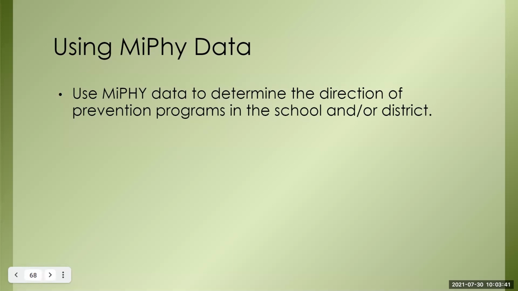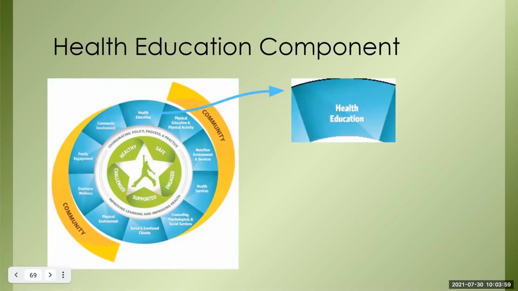Where do you see gaps in your MiPHY data? If you're seeing it's very easy for kids to get alcohol, maybe you need to discuss that with kids. Why is it so easy? Where are you getting it? That type of thing. And again, that health education component, that comprehensive health education component we want to pull out.